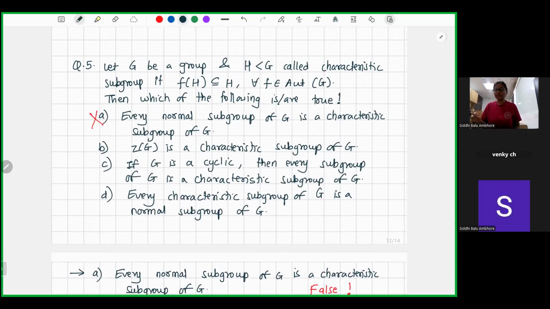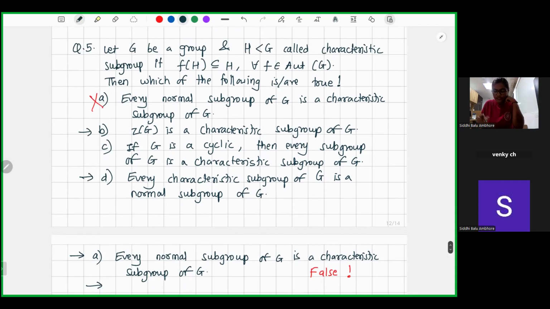Okay. And now the statement B, that Z(G) is a characteristic subgroup of G or not. But also note that what statement 4 says here, that every characteristic subgroup of G is a normal subgroup of G. So this is kind of the converse of the previous statement, statement A, which said that every normal subgroup is a characteristic subgroup of G. And what this statement says is that every characteristic subgroup of G is a normal subgroup of G. That's what it is asking. And here statement B says that Z(G) is a characteristic subgroup of G.